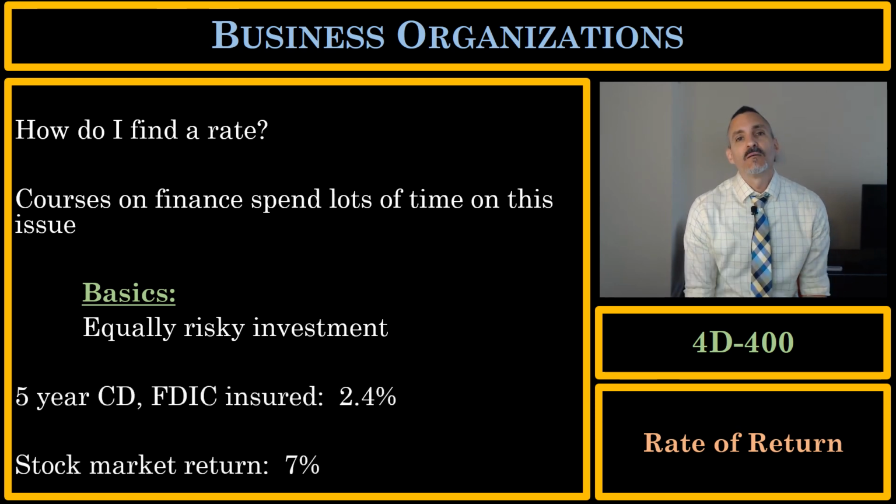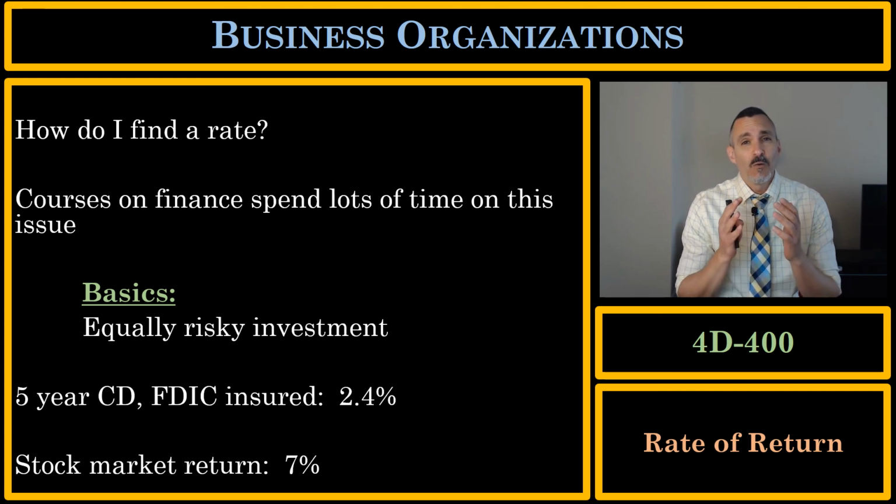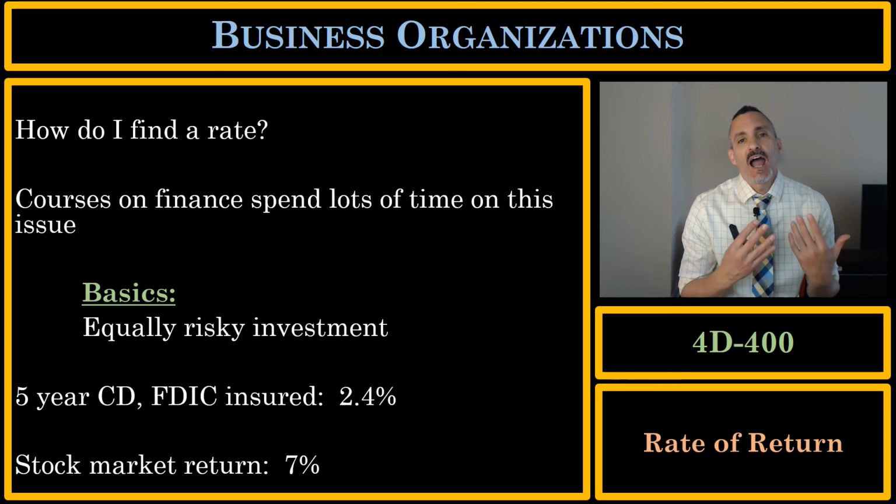So what are some kind of baseline measures? Well, just think about it. If I invested in a 5-year CD, which is FDIC insured, which means it's almost risk-free, right? Because it's insured, I could get a 2.4% return. And so if my company is not a very risky company, it's almost a sure bet, then I really couldn't ask for more than a 2.4% return. And that's the rate of return that I would use when doing my discounted cash flow for the company.